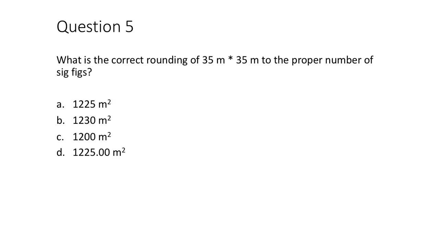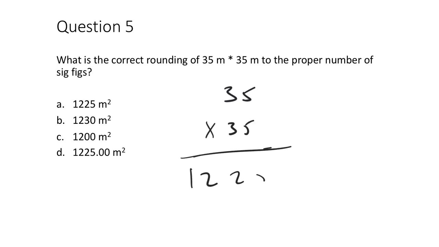So for this question, I have 35 times 35. How many sig figs should I report that result to? Well, let's just write this out. You don't necessarily have to do this, but if you throw it into a calculator, you see 1225. It's an area, so square meters is the unit we'd report the result in. Now, how many of these digits are significant?